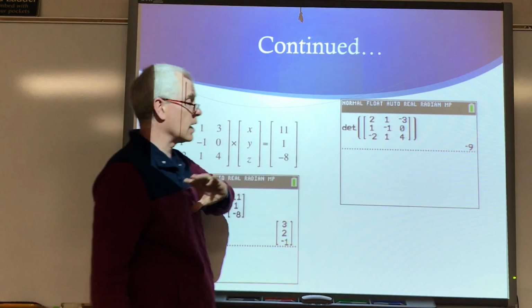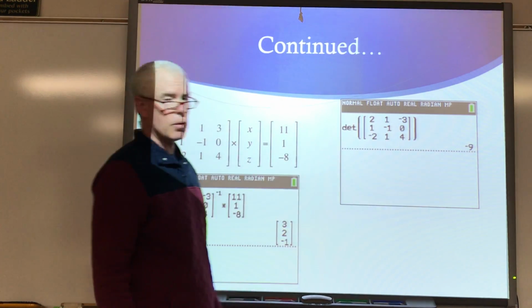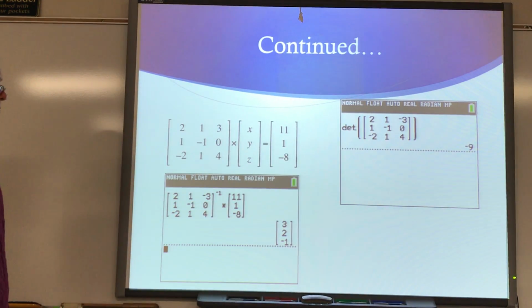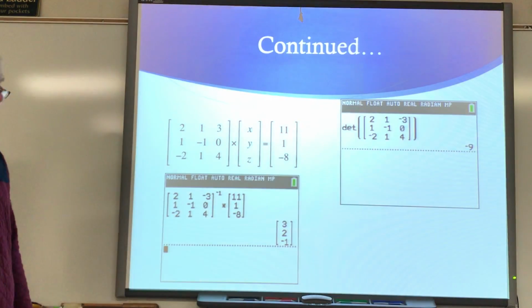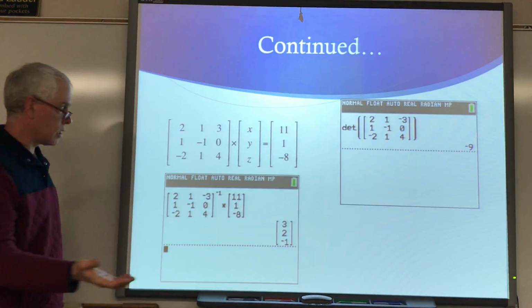So I go over here, just like I did on the previous slide, and I find the determinant. I get negative 9. Okay? Well, it's not 0, so I can proceed. And then in the calculator, this is how I solve this.